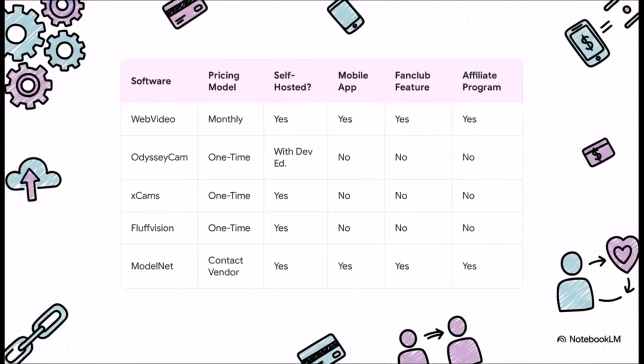Okay, this table lays it all out beautifully. You can almost see 2 camps forming here. On one side, you've got these all-in-one solutions like WebVideo and ModelNet. They're usually a monthly fee, but they come packed with growth tools like mobile apps and affiliate programs right out of the box. Then on the other side, you have scripts with a one-time purchase fee, like Odyssey Cam or Xcams. They might be cheaper up front, but you'll probably need to do more development work to add those more advanced features later on. So the right choice really comes down to your budget and your business plan.